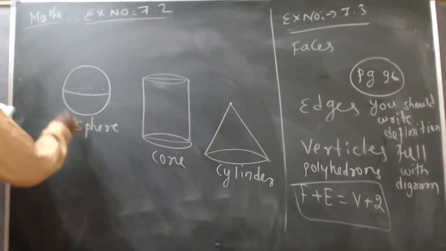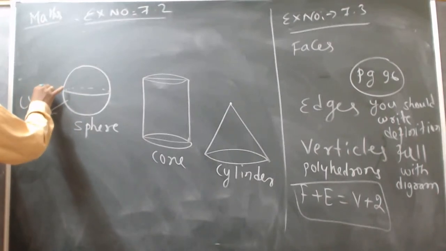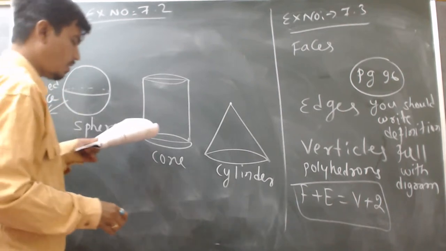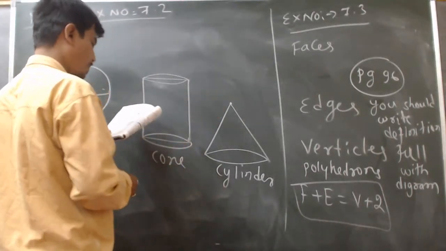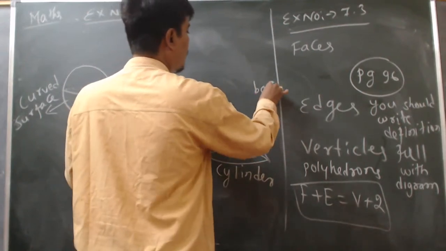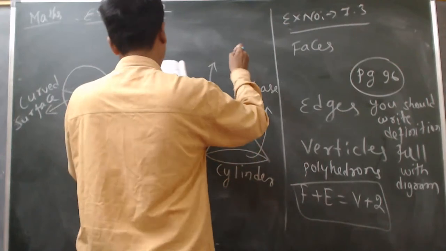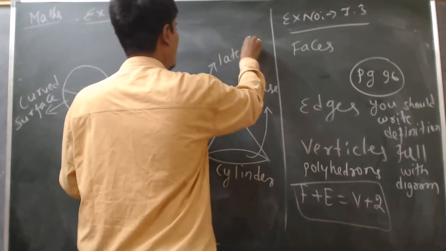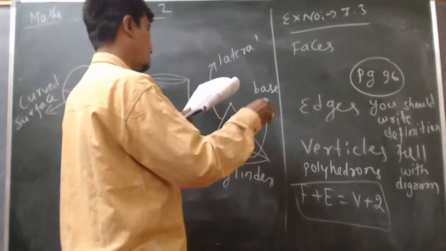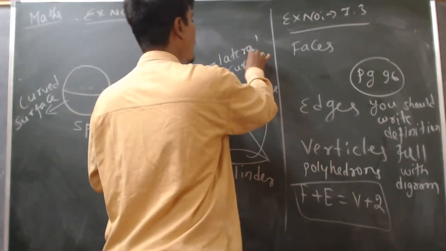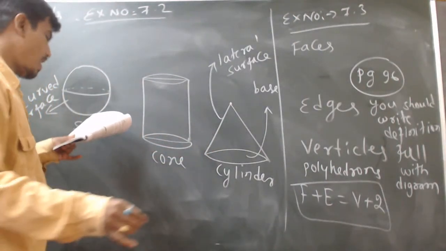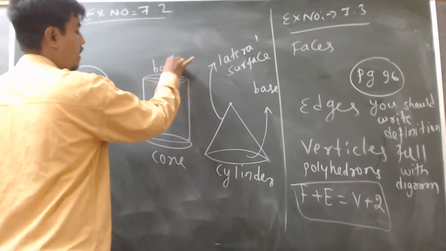And you remember, what is the name for this? Curved surface. For this, we will say curved surface. And for this cone, we can say that it has a base. And for this, we can say lateral surface. See, in this it is curved, so we will say curved surface. In this it is lateral, so we say lateral surface. If you are in 9th standard, you will solve some problems. Without this knowledge, you cannot move ahead. And the cylinder is like this, it has two bases.